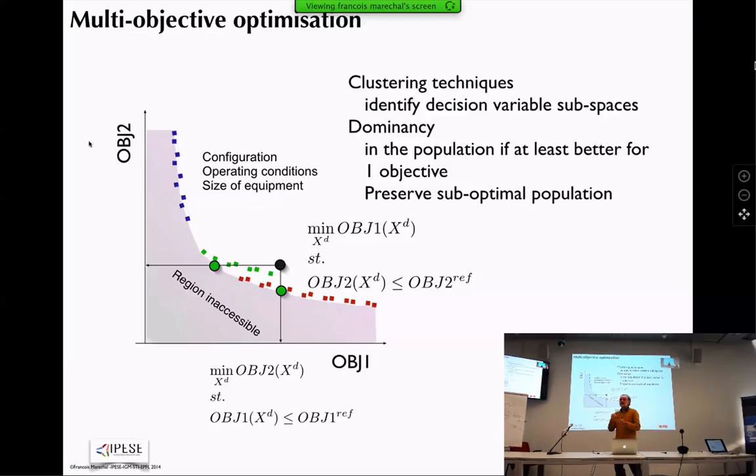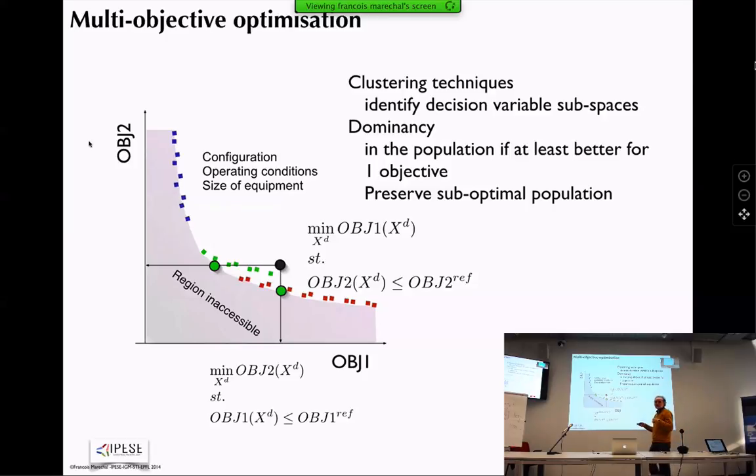If I'm better than someone for one of the objectives, I remain in the population. If all the points are better than me with respect to all the criteria or all the objectives, then I will be eliminated. Okay, and then the ones that are not eliminated serve to generate the next generation. Which allows us at the end to have a curve like this, which is not always really clear.